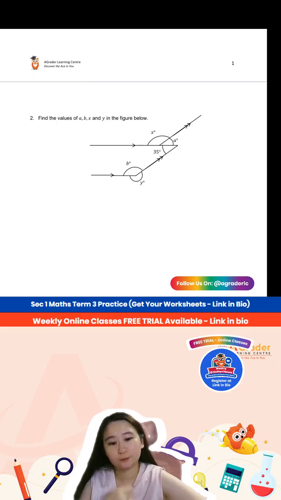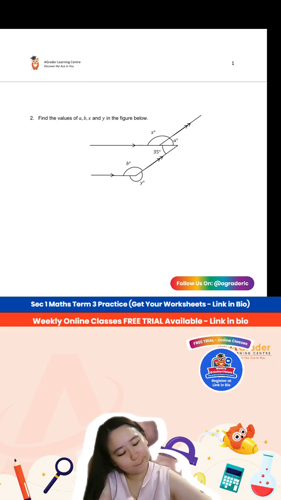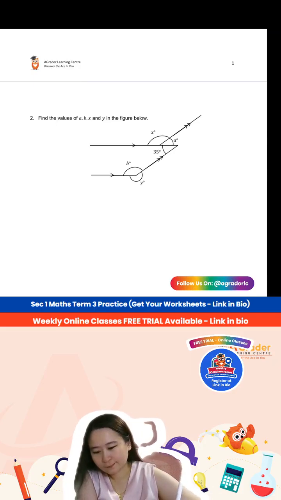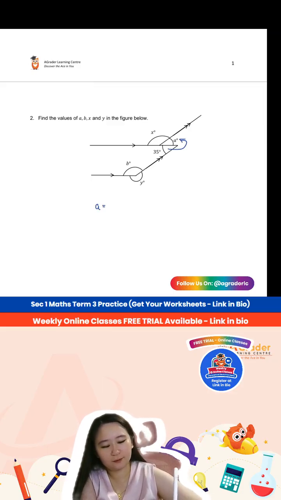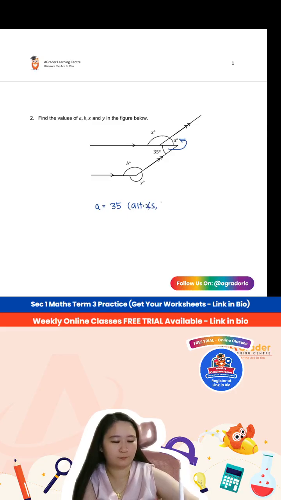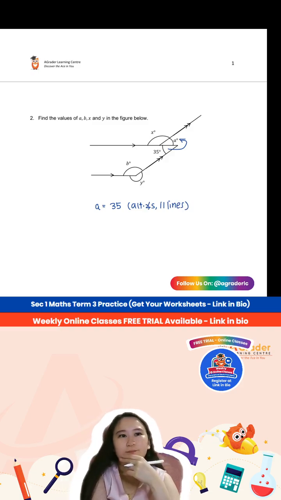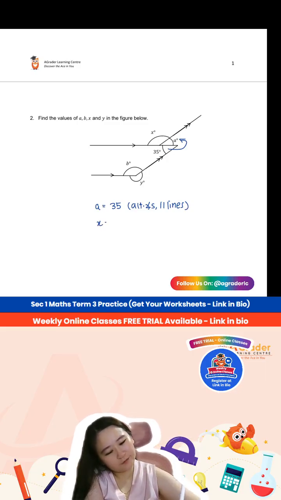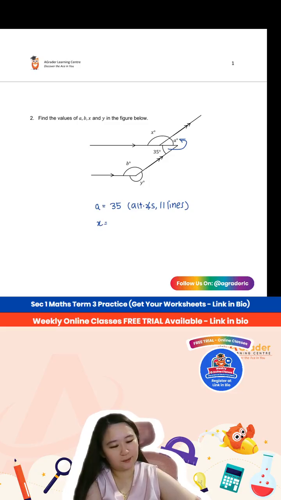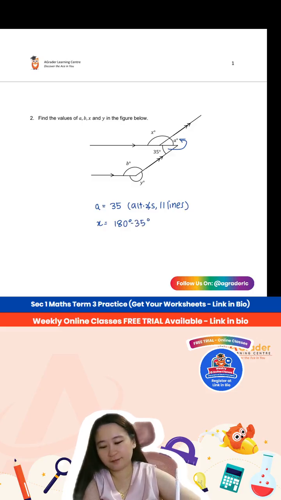Actually, A and X should be quite straightforward. Because A is just alternate angles here, right? So A is 35. Alternate angles, parallel lines. Then you can find X already. Angles on a straight line, so 180 degrees minus 35 degrees.